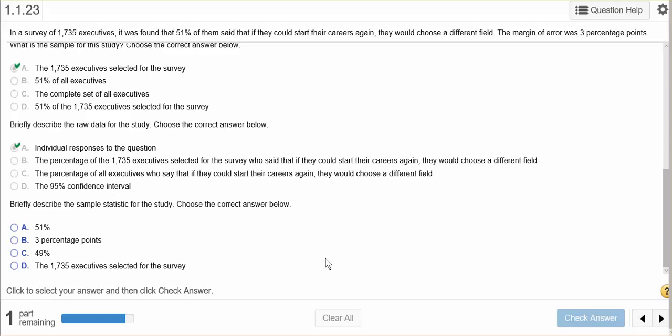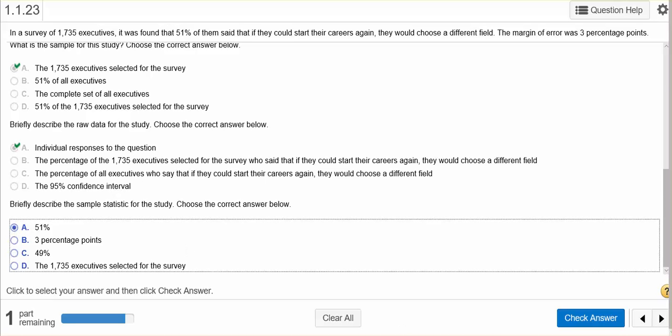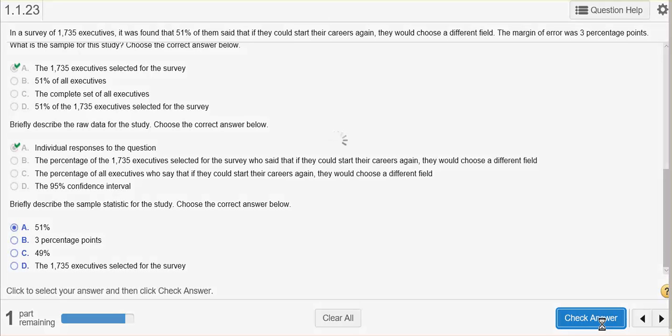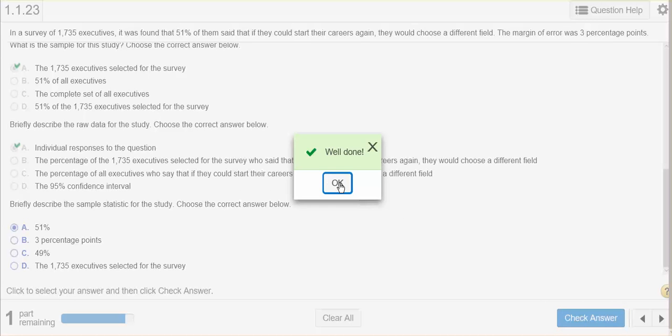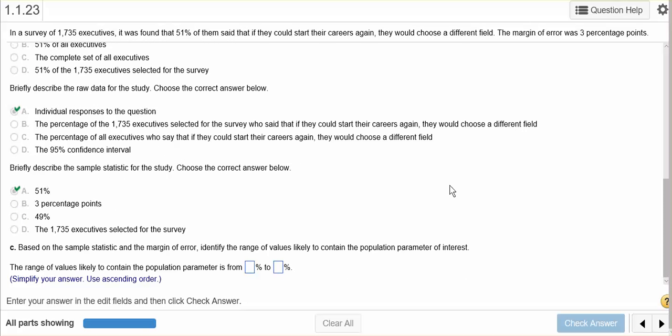And briefly describe the sample statistic. Remember, the sample statistic is that numerical value that describes the sample. So choose the correct answer below. So what did we find out about it? It says 51% of the 1,735 executives, 51%, said they would start their career over. That's a large percent, isn't it? A lot of dissatisfied people out there.